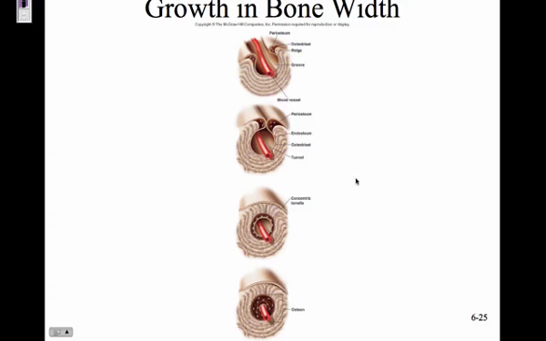Is it like after you break something, then it will grow? No, this would happen just naturally. Because when you're little, you have a lot smaller round bones. And so that's how it gets wider as you grow too. Bigger round. So this looks like a tree trunk.